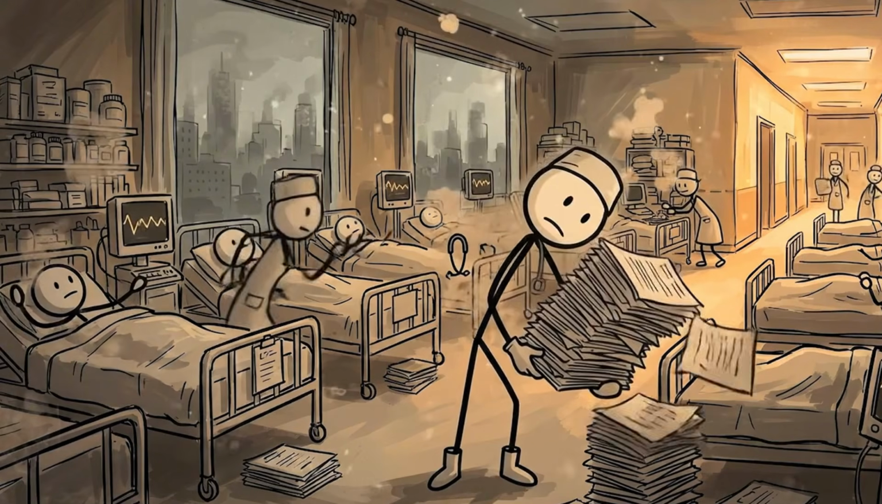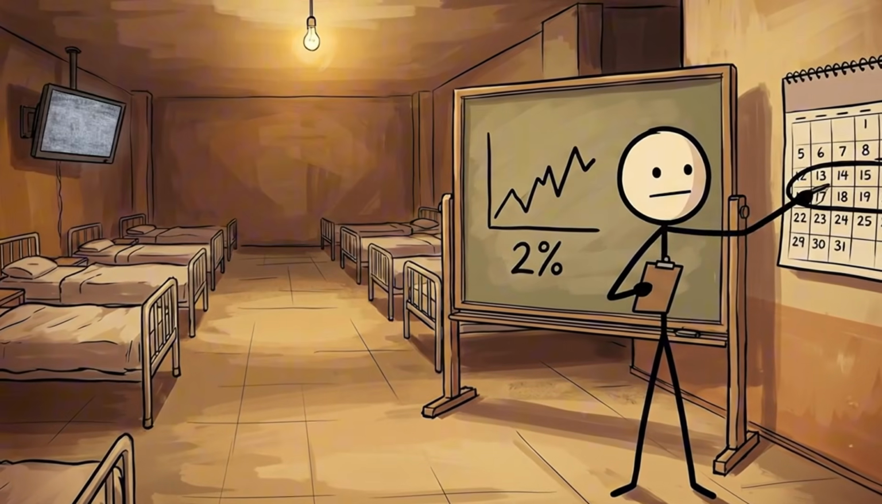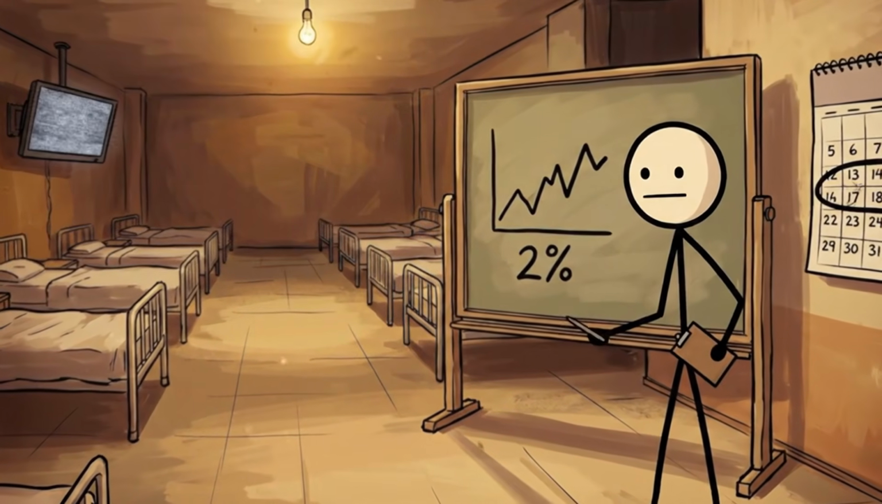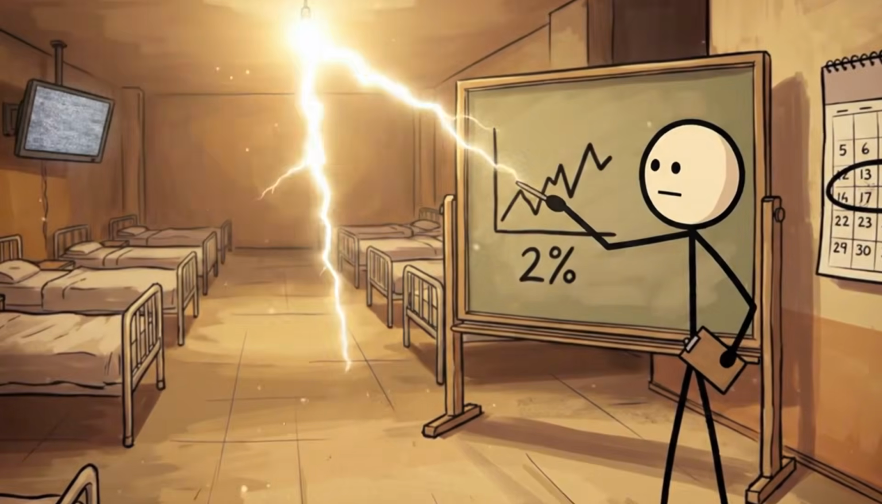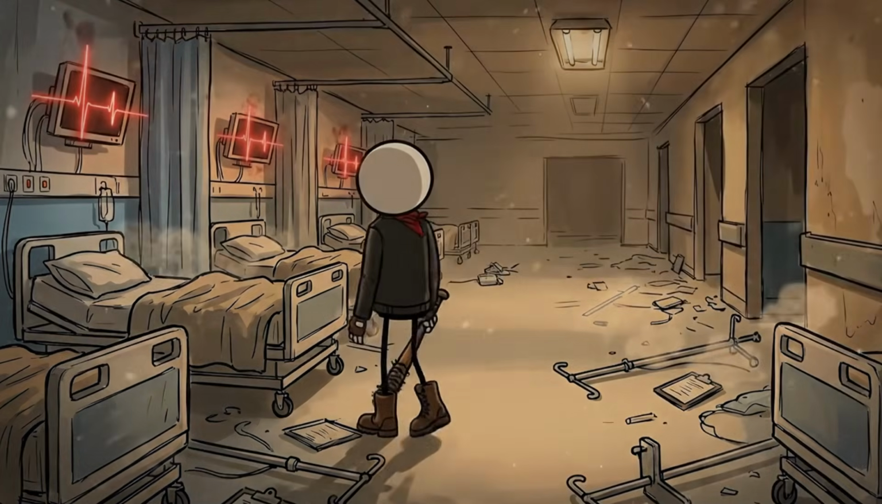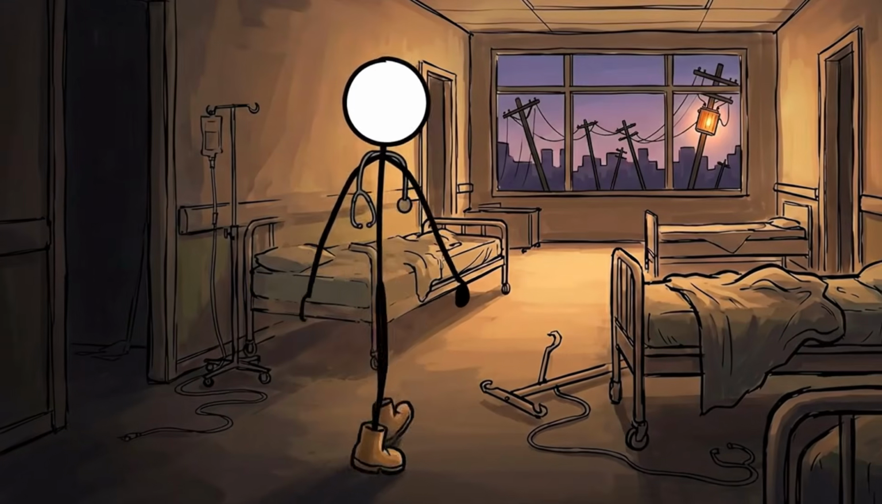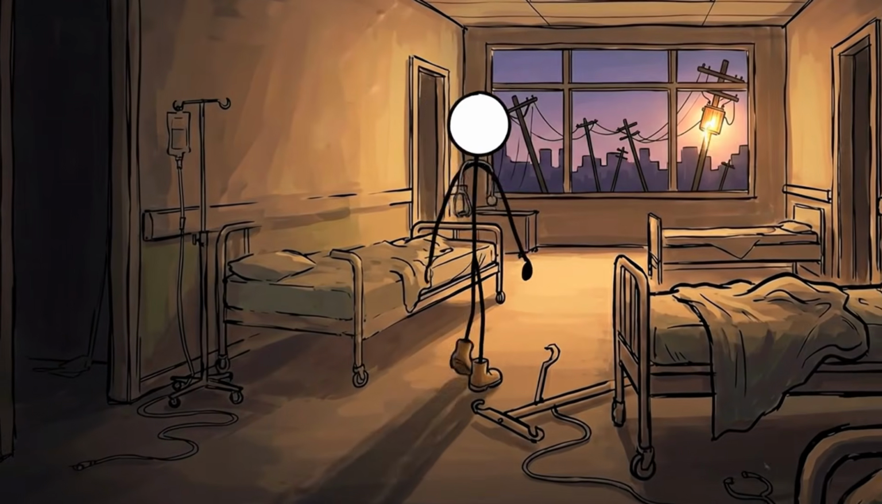COVID-19 overwhelmed major metro hospitals within 2 to 4 weeks, and that pathogen had a mortality rate under 2% and an incubation period of 5 to 14 days. A zombie pathogen with a 6-hour incubation and a 100% conversion rate doesn't overwhelm hospitals, it empties them. Staff abandon posts or become patients themselves.